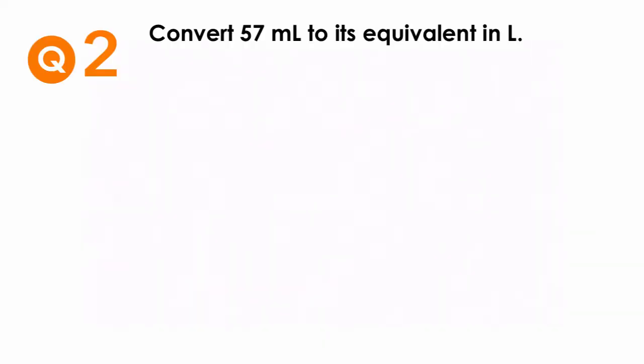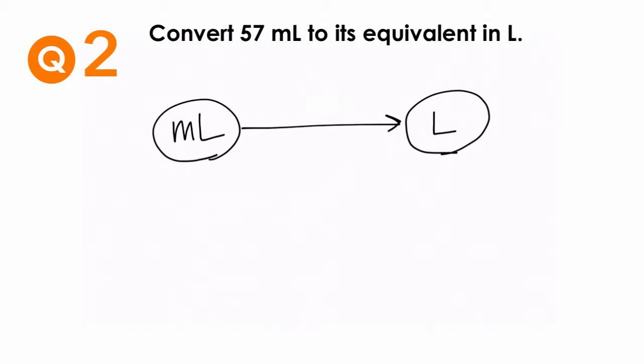The next question: convert 57 milliliters to liters. We want to convert from milliliters to liters. The equivalence we will use is this: 1 milliliter is equal to 0.001 liters. Milli means 0.001. You can totally use this equivalence, but personally I like using 1,000 milliliters is equal to 1 liter because it's whole numbers.